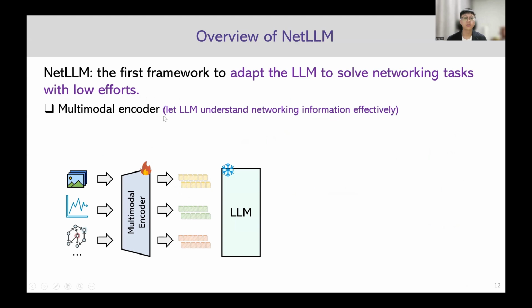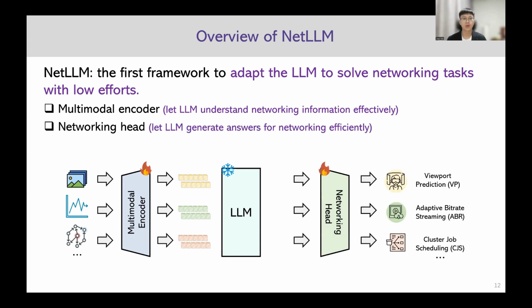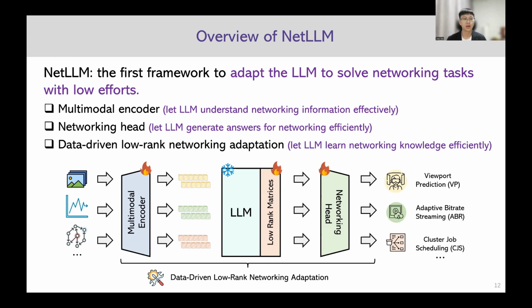The first part is the multimodal encoder. It allows the LLM to understand the network information effectively. And the second part is the networking head. It allows the LLM to generate answers for networking efficiently. And finally, there is the data-driven low-rank networking adaptation scheme, which is used to fine-tune the LLM to learn networking knowledge efficiently.